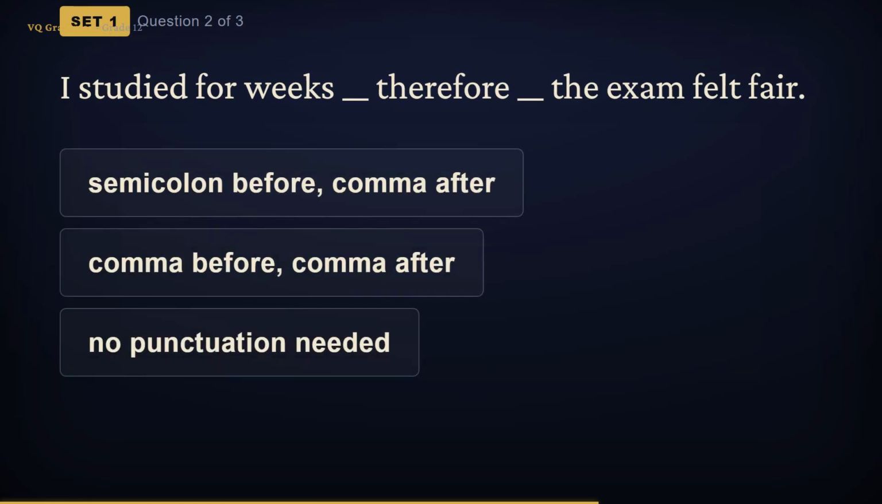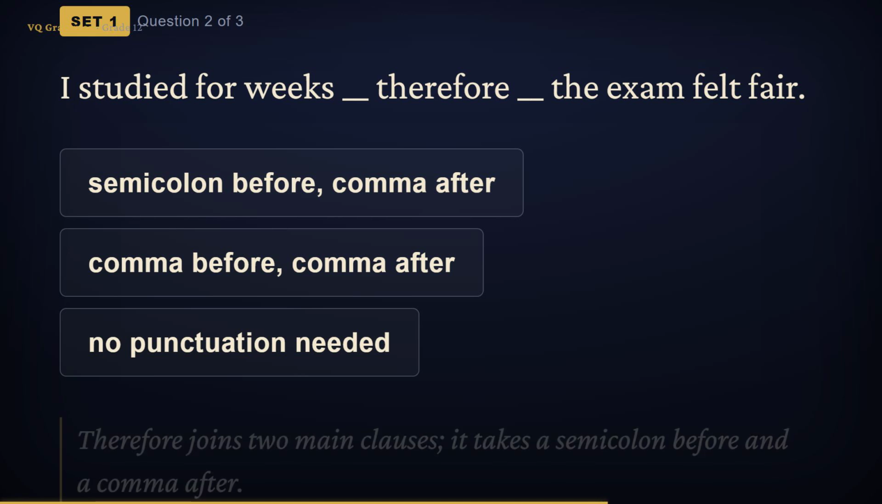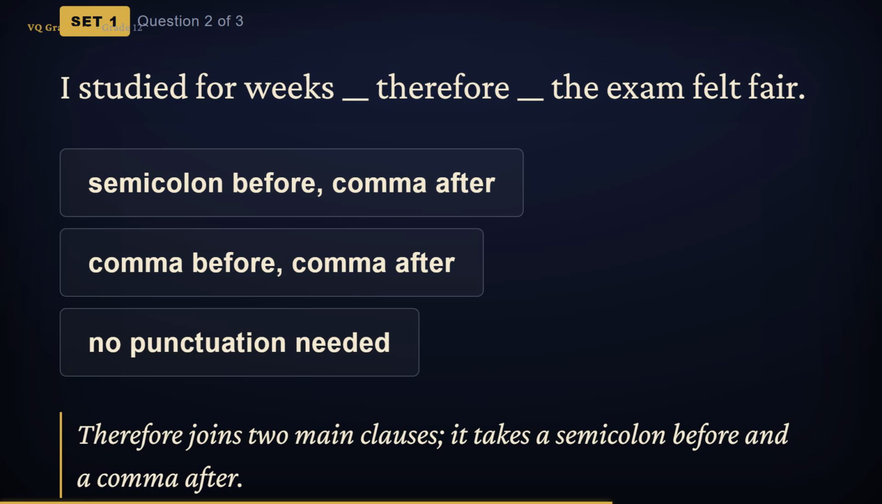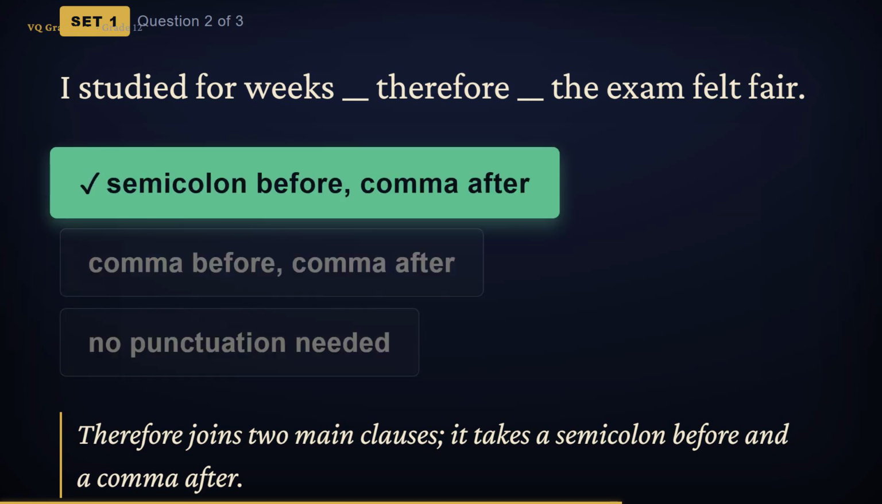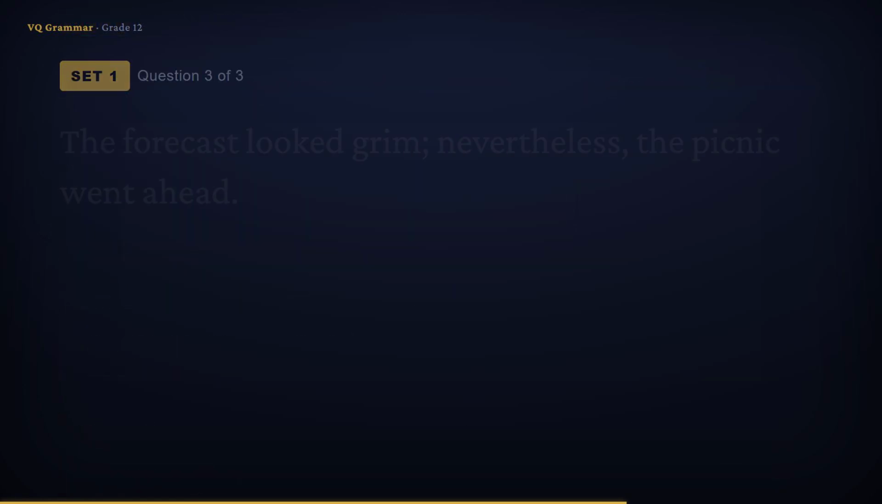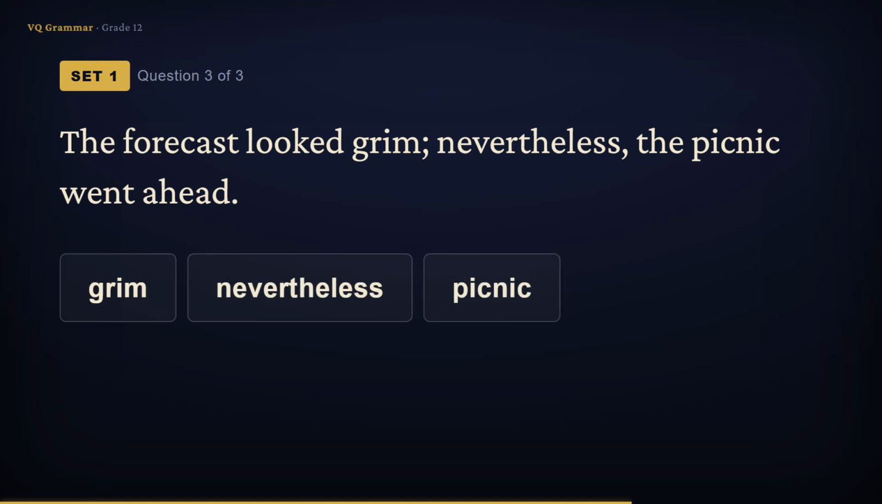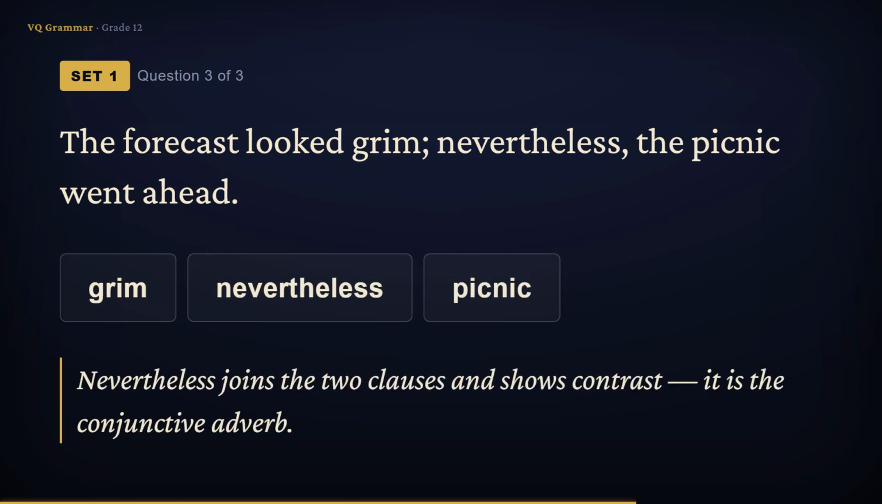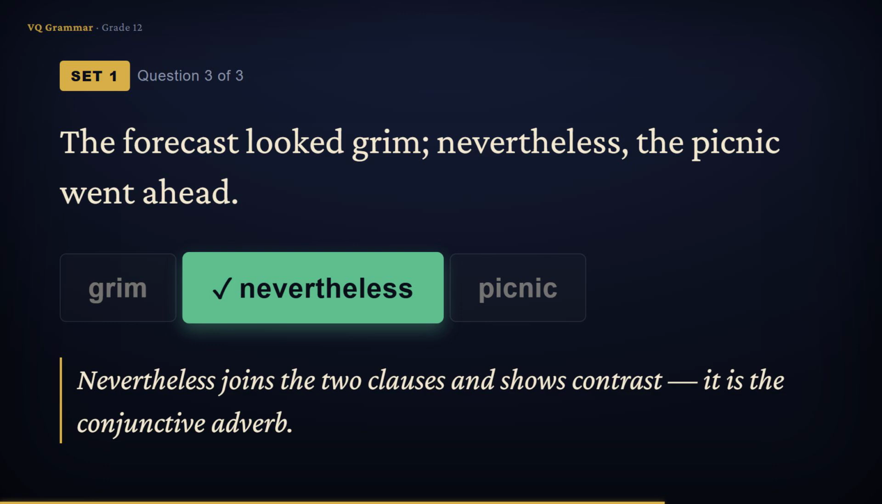2 full sentences here. I studied for weeks and the exam felt fair, linked by therefore. Remember the pattern for a conjunctive adverb, a semicolon on the left, a comma on the right. So this one is semicolon before, comma after. Which word is the conjunctive adverb? Look for the word that joins the 2 main clauses and shows how they relate. The forecast looked grim. Nevertheless, the picnic went ahead. Nevertheless is the one. It links the clauses and signals the contrast. So the conjunctive adverb is nevertheless.